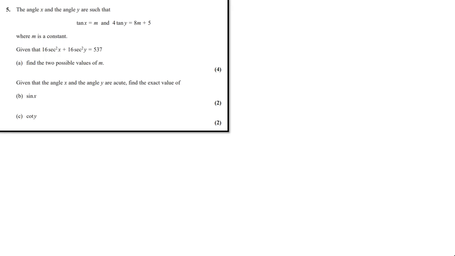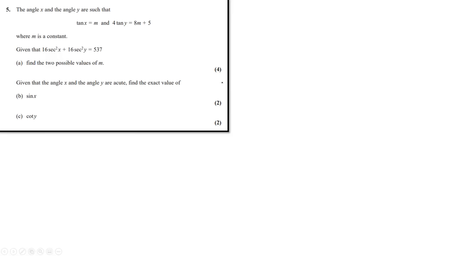Moving on to question 5 now, we have a question here dealing with trigonometry. So we're told the angle x and the angle y are such that tan x is equal to m and 4 tan y is equal to am plus 5, where m is a constant. We're also given that 16 sec squared x plus 16 sec squared y is equal to 537. And in part A, we're asked to find 2 possible values of m. And I think this question looks a little bit unusual and maybe a little bit complicated. But when you actually start applying the identities that you're familiar with, you'll start to find this question's not actually too bad. So let's start with the tan x equals m first.